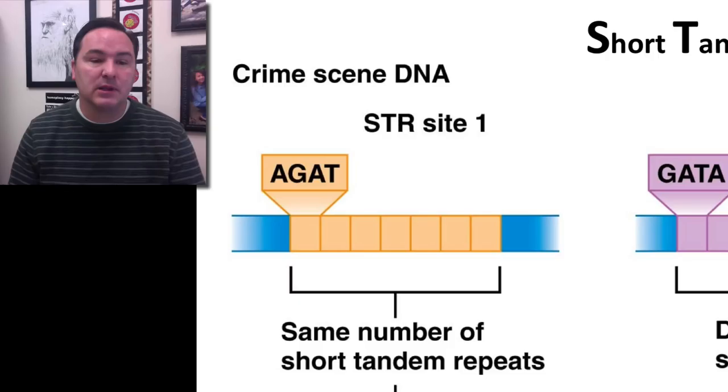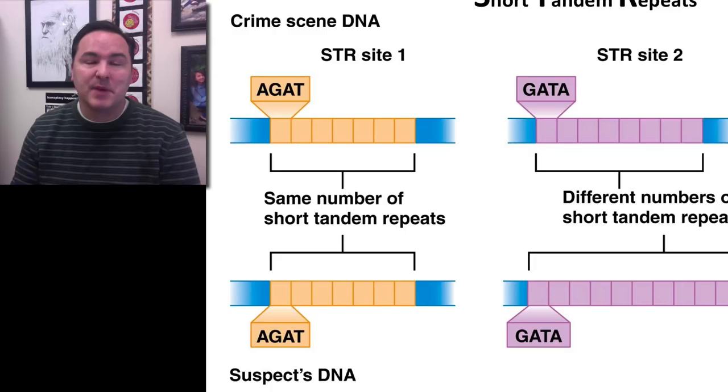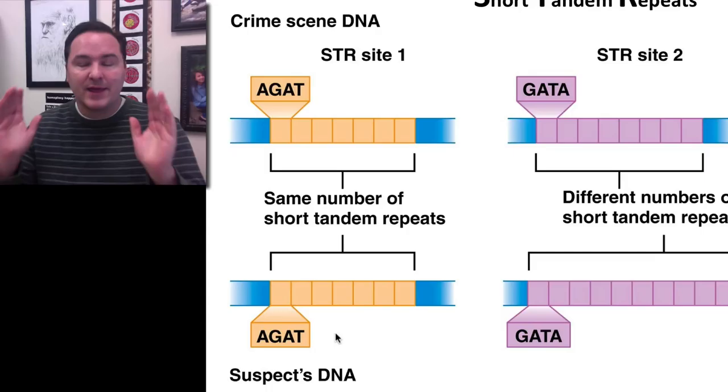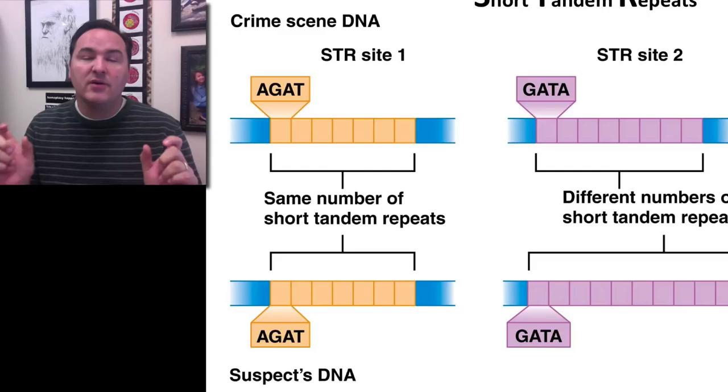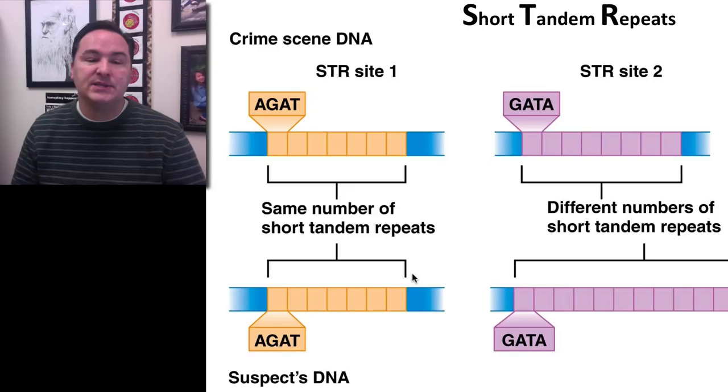Now, let's say this is from the crime scene, a semen sample. They have a suspect and they say, we think he's the one that committed the crime. They can go into the suspect's DNA, and for that exact same stretch of DNA, look at the number of tandem repeats. They look at these tandem repeats for the AGAT region, and there's 1, 2, 3, 4, 5, 6, 7. So there's 7, the same as the crime scene.